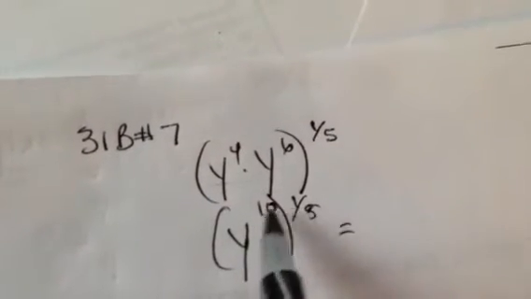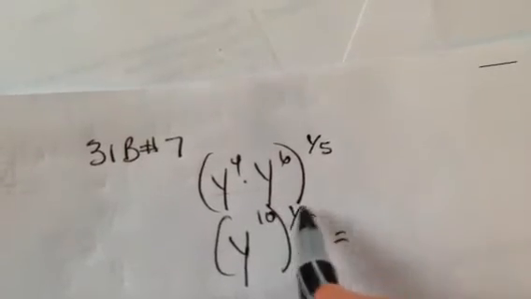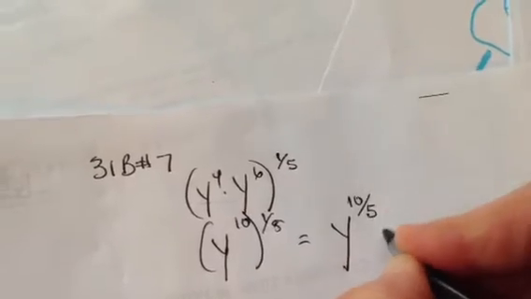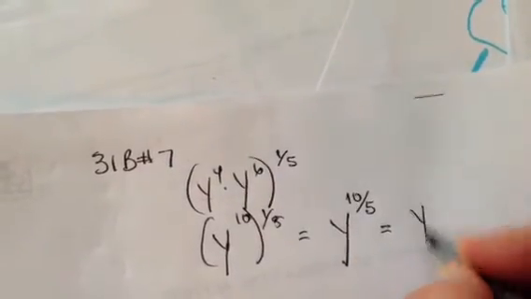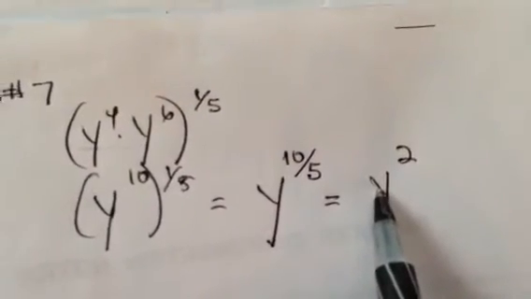You can multiply these. So notice you're going to get 10 times 1, or 10 over 5. So this is what you've got, 10 over 5. Which, by the way, if you reduce that, that's y squared. That's all you can do with that one. We don't know what y is, so we're done. Okay, I'm going to skip and see if I can't find one that's a little bit more interesting.